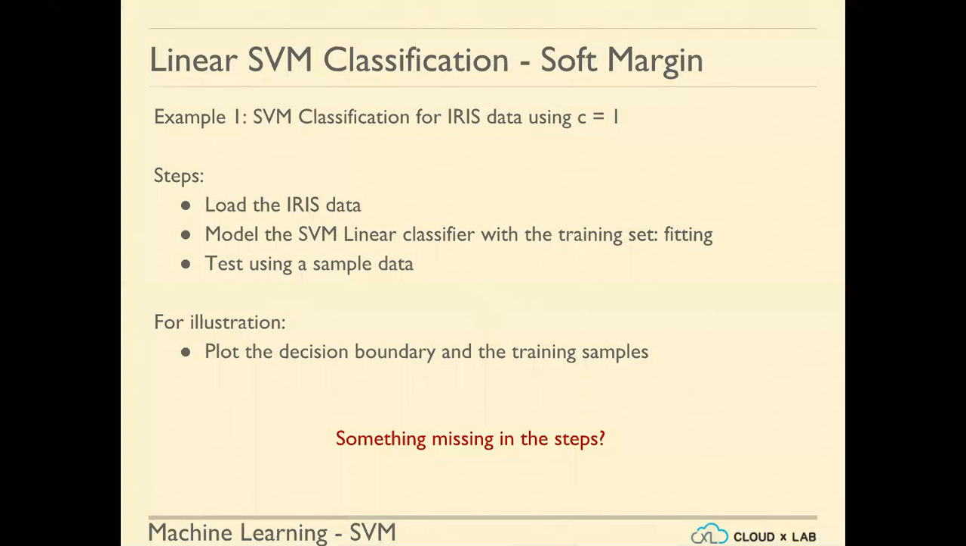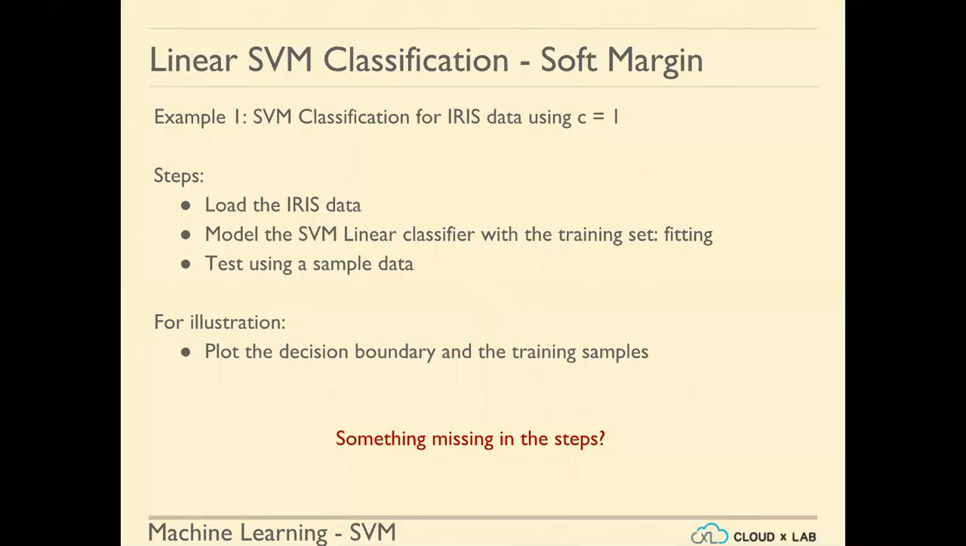Here, let's take a look at this example. In the SVM classification for the iris dataset using C equals 1, these are the steps that we are going to follow. The first one is to load the iris dataset, model the SVM linear classification with the training set, and then test using a sample data. Then we are going to plot the decision boundary and training samples.